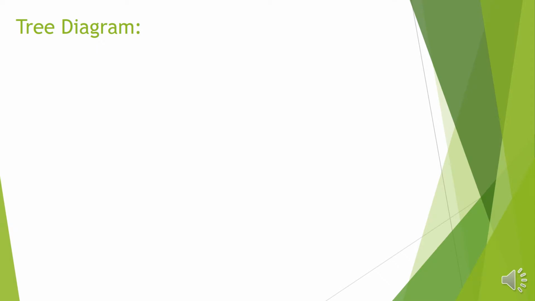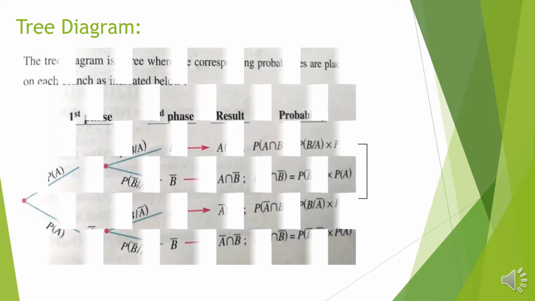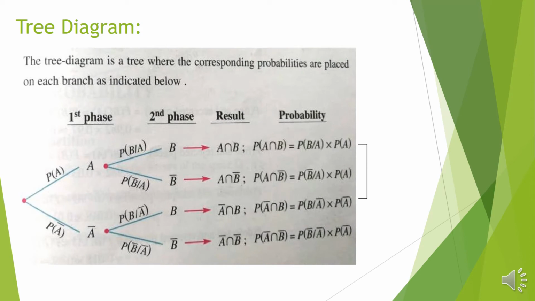Tree diagram. How to read the tree diagram or how to make a tree diagram? What do we mean by tree diagram? The tree diagram is a tree where the corresponding probabilities are placed on each branch as indicated below, as you see in this figure. So what is a tree diagram? You have to show on each branch of the tree diagram what we mean by it. For example, in A this branch is probability of A. That one is probability of complement of A.